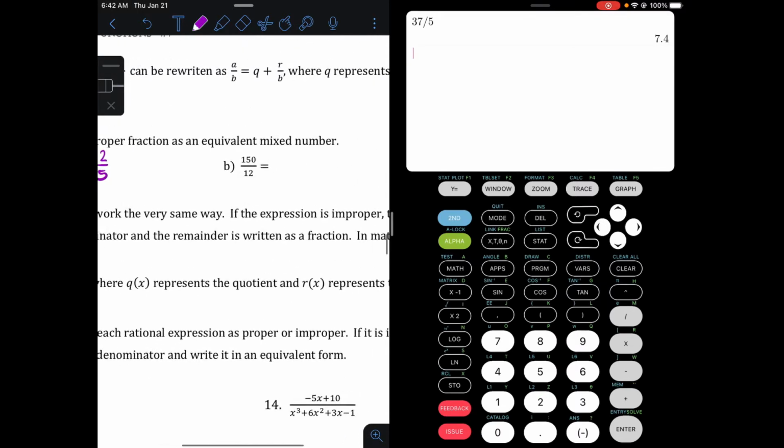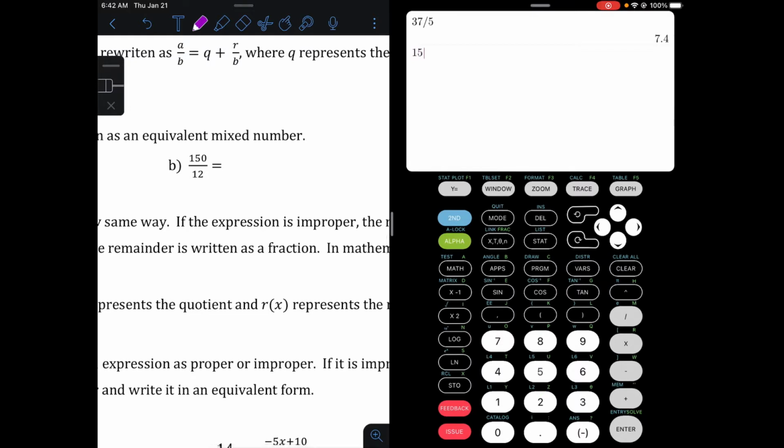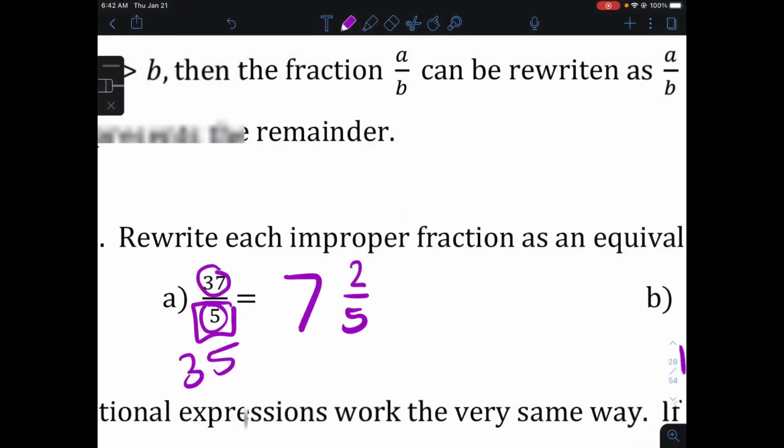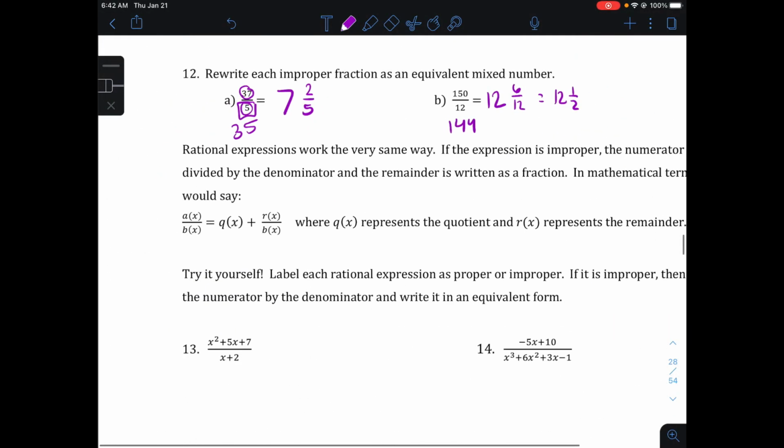So let's try the same thing here. We're going to do 150 divided by 12. We get 12, and 12 times 12 is 144. We've got 6 left over, which would give us 6 twelfths, which we actually could simplify to 12 and 1/2. So that's how you go from an improper fraction to a mixed number.